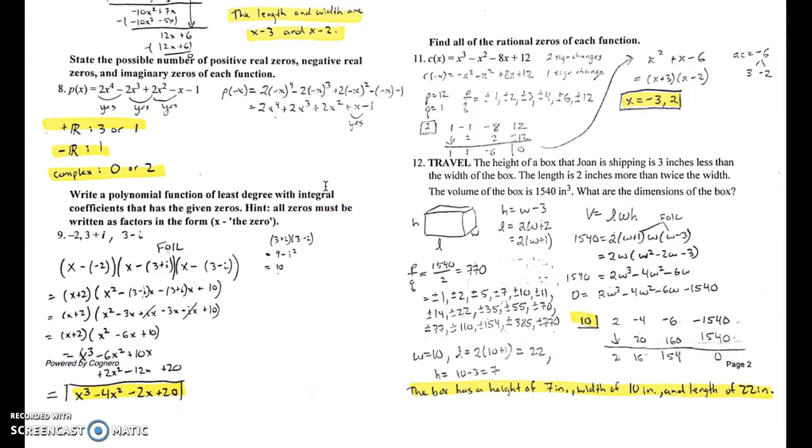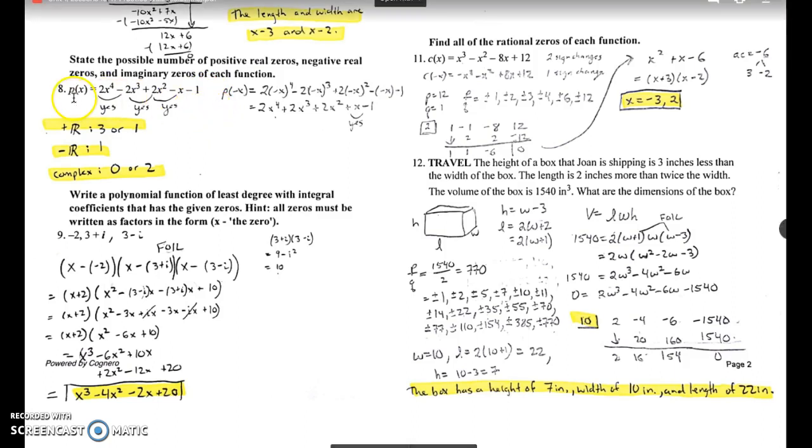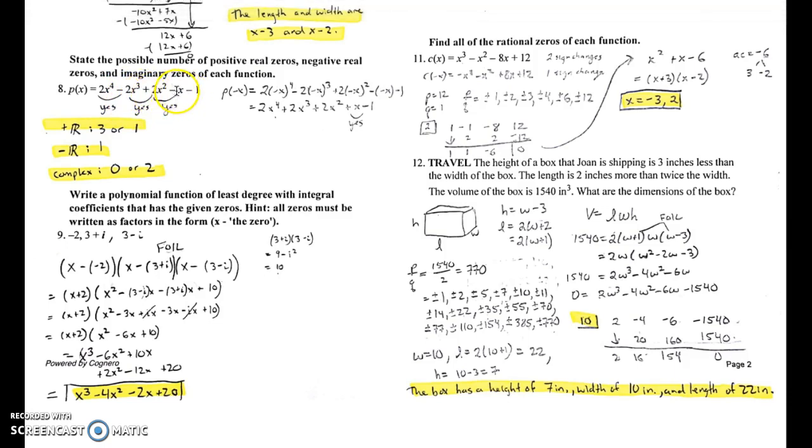Question 8. State the possible number of positive real zeros, negative real zeros, and imaginary zeros of each function. To do this kind of problem, you're going to have to use Descartes' rule of signs. Descartes' rule of signs says you first look at p of x and see how many sign changes there are. From +2 to -2, it changed. From -2 to +2, it changed. From +2 to -x, it changed. -x to -1, it doesn't change.